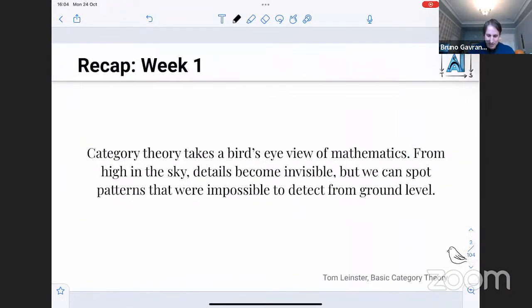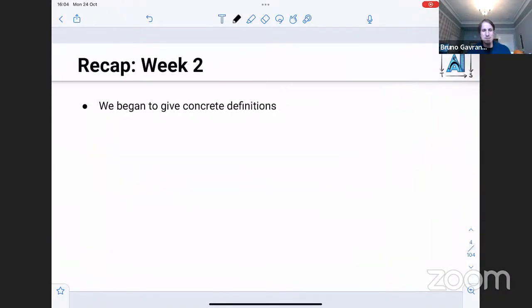So in the first week, we've given you a high-level idea of what category theory is as a unifying language, sort of allowing us to find patterns that are usually otherwise impossible to detect. And in week 2, we've started to substantiate these claims with some concrete definitions. So I'm going to go through some of these concrete definitions just to refresh your memory, just so we're all on the same page, and then we're going to build more and see what more we can do with those.